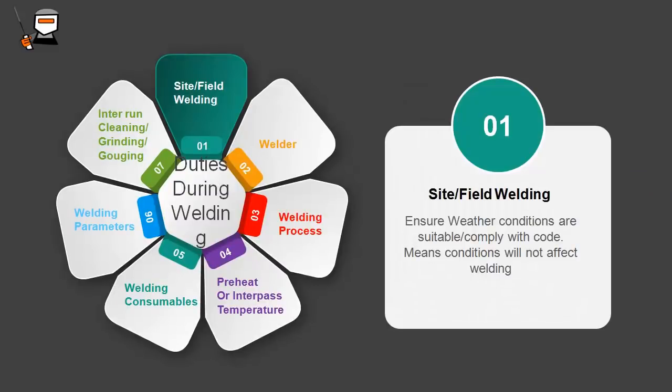Weather conditions. Welding must be protected from weather conditions that would impair the quality of the completed weld. Ensure weather conditions are suitable with the code, which means conditions will not affect welding. When welding is in the open air, it is important to be protected from all kinds of weather such as rain, breeze, sun, etc. Working conditions are noticeably improved if a welding tent or welding umbrella is used.